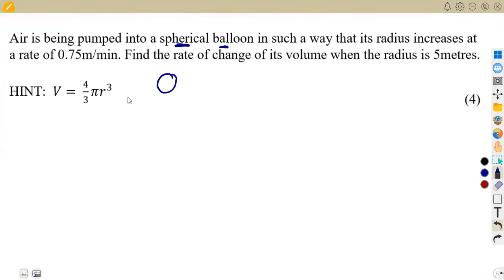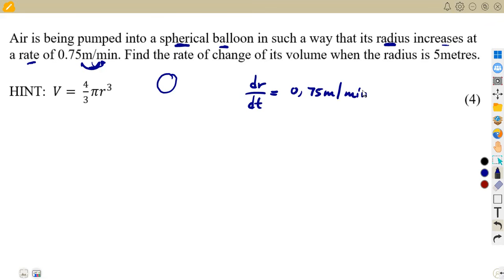A sphere is just like a circular thing, okay? So we're given the volume of a sphere in such a way that its radius increases. Take note what is increasing. The radius is increasing at a rate of per minute, meaning per time. That is the change of radius with respect to time. So we are given the rate of change of radius. This is what you are given.